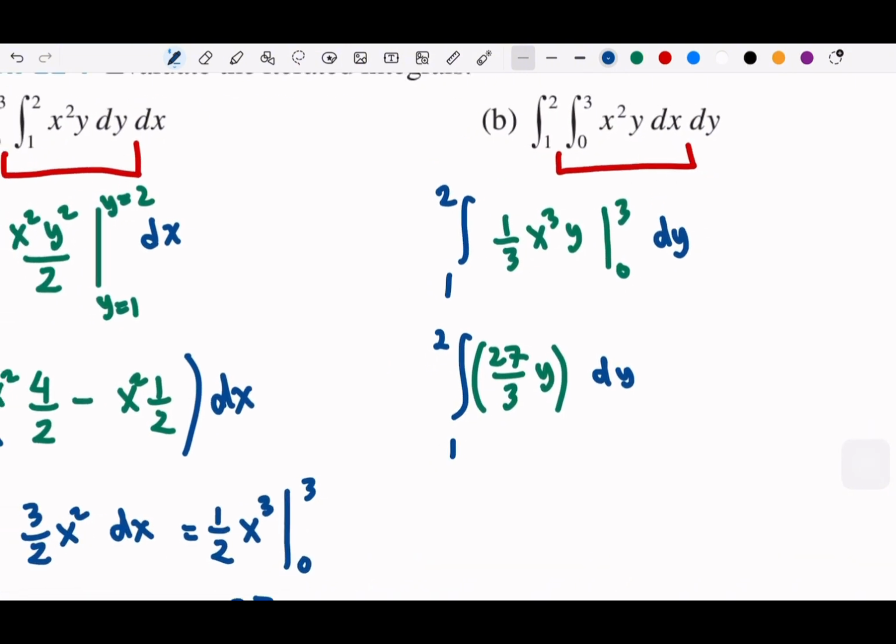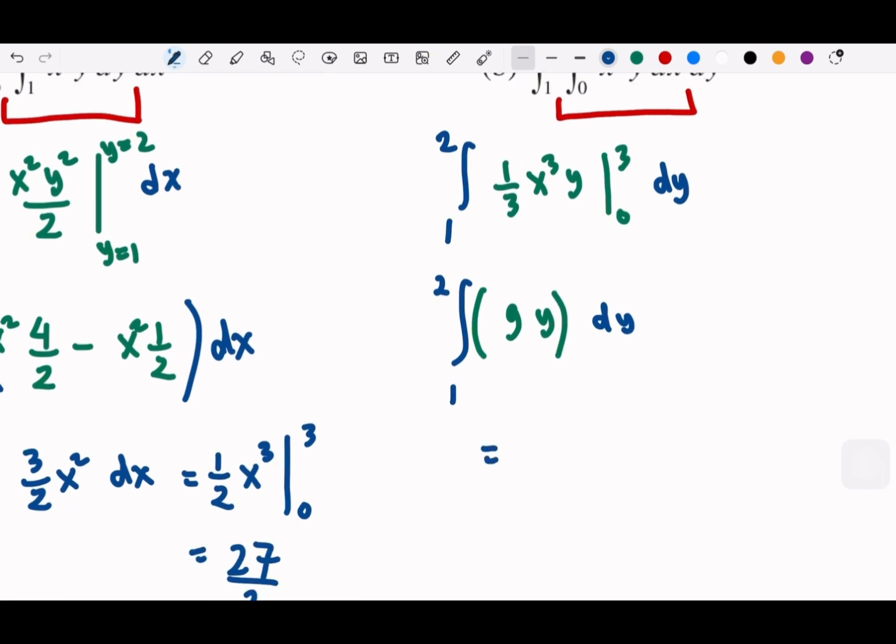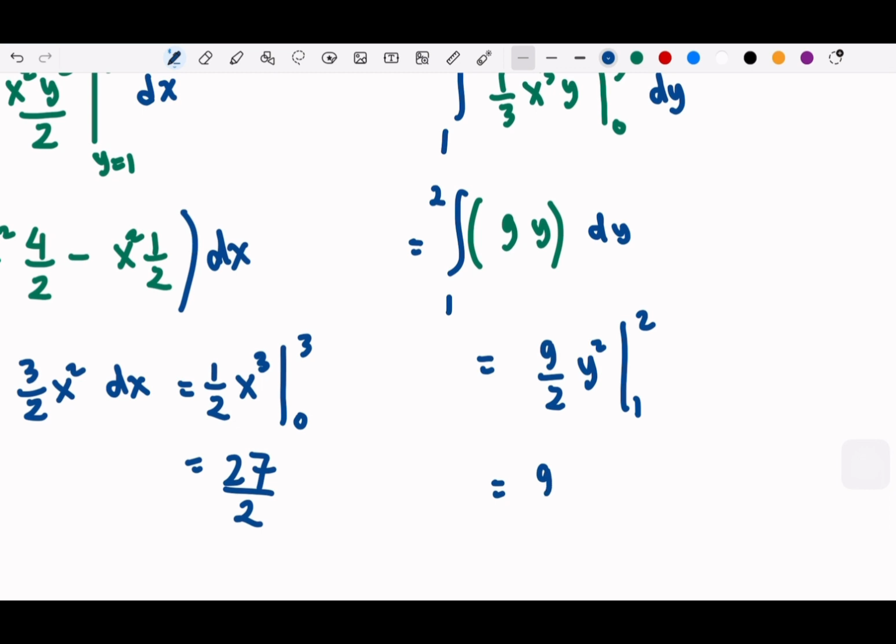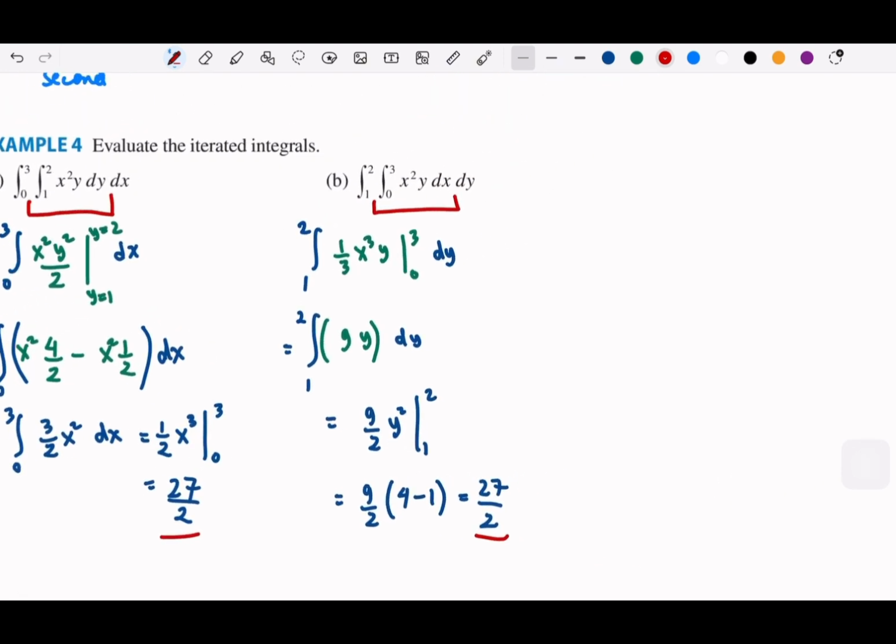Or you could write, this is going to be 9y. And we can integrate, y becomes 9 over 2 y squared from 1 to 2. This will be 4 minus 1, which is 3, and we get technically the same results. And this will give you the idea that both integrations are correct. They are okay if we change the order of the double integrals. This is what we call the Fubini theorem.